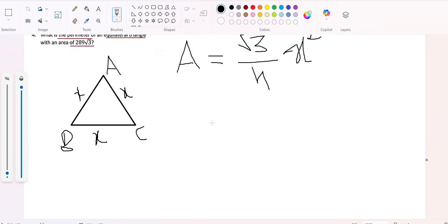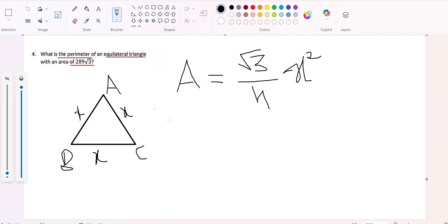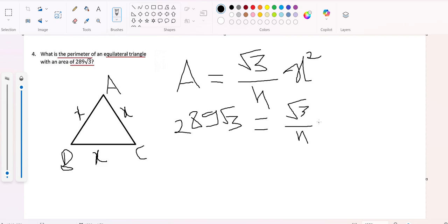Now what we will do here is, our area is given as 289 root 3. We'll simply write here 289 root 3 equals root 3 upon 4 x square. Now we'll cancel this root 3 and root 3, and we'll multiply this 289 with 4.